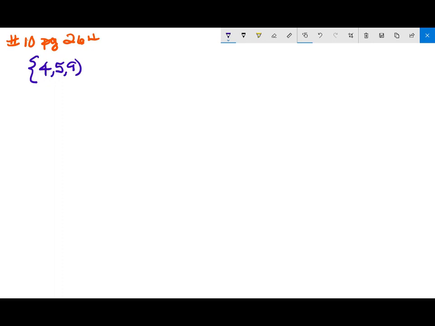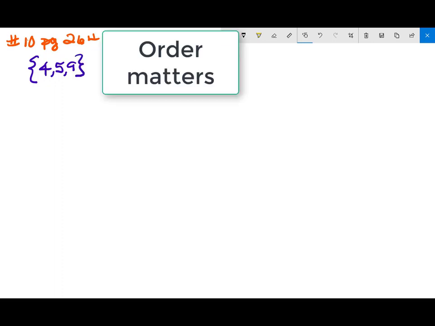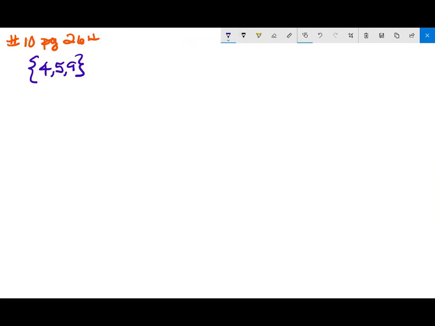So we're going to have to come up with our possibilities in our sample space. We're looking at samples of size 2, and then in each sample we're looking at the proportion of odd numbers. So let's look at our sample space. I can have 4 and 5. I can have 4 and 9. I can have 5 and 9, and I can have 5 and 4. I can have 9 and 4. I can have 9 and 5. I can have 4 and 4. I can have 5 and 5, and I can have 9 and 9. So I've got 1, 2, 3, 4, 5, 6, 7, 8, 9 possibilities. So all my probabilities are going to be over 9.